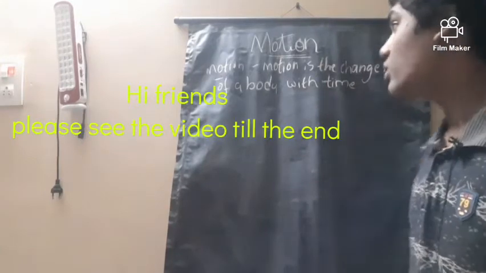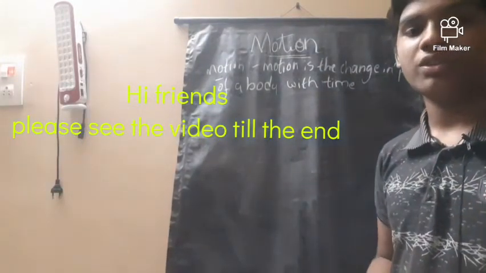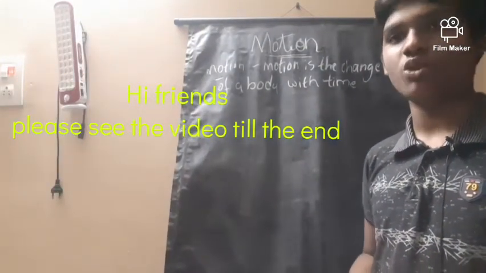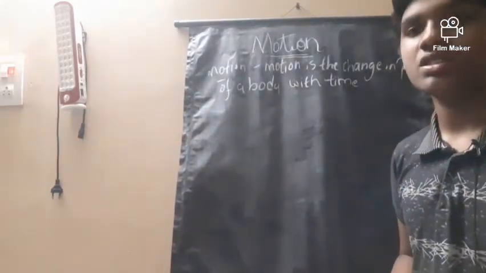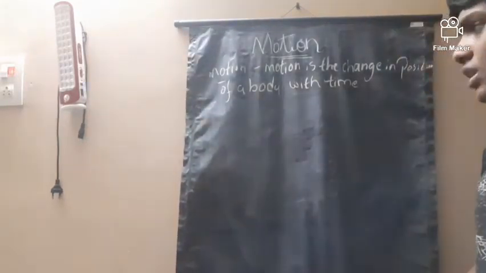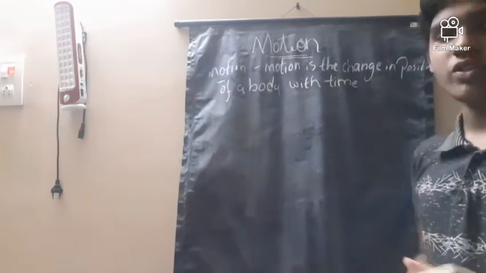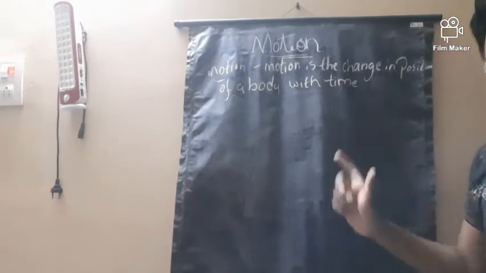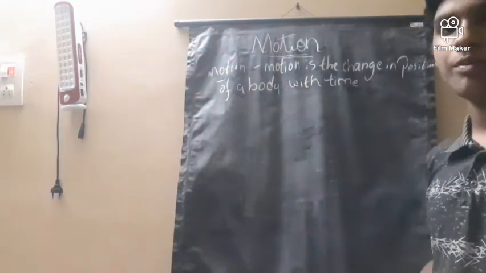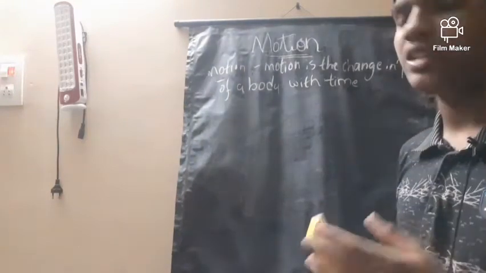So we are discussing a chapter in class 9 physics, the first chapter, motion. Motion can be described in various definitions, but after observing all definitions, we can conclude with only one definition. So we can write: motion is the change in position of a body with time. Let us explain briefly.